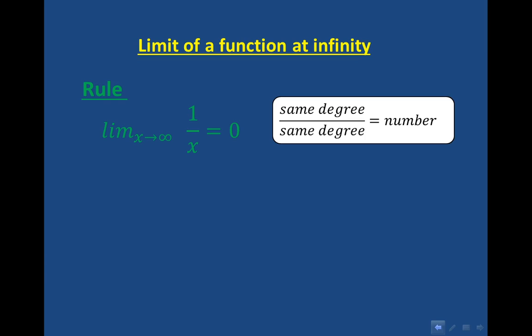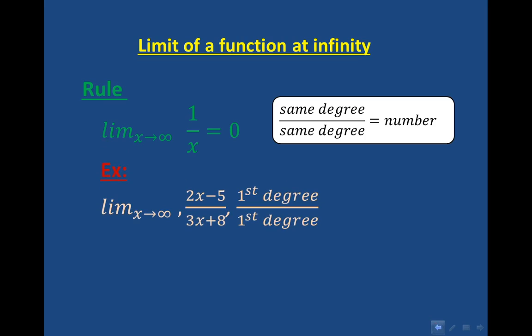if the two expressions, the numerator and the denominator, have the same degree, then the limit of the function when x tends to infinity equals a number. For example, the limit when x tends to infinity of the algebraic expression 2x minus 5 over 3x plus 8. Here, the numerator degree is first degree. Also, the denominator degree is first degree. Therefore, the limit when x tends to infinity equals a number.